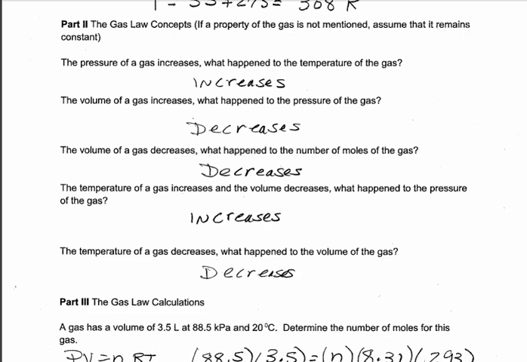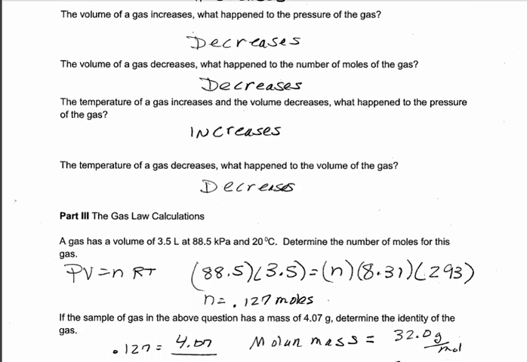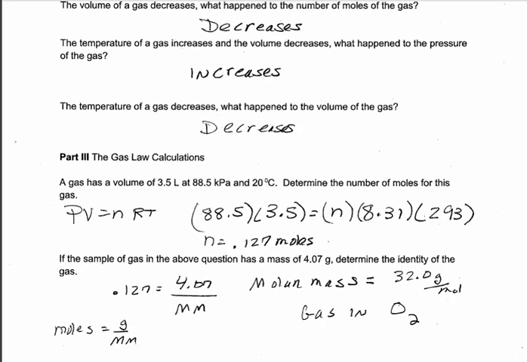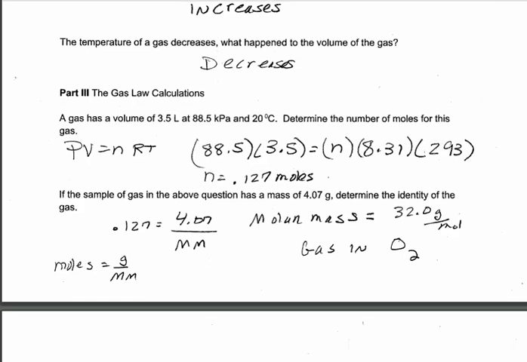Temperature of a gas decreases. What happens to the volume of the gas? If the temperature goes down, the volume will go down because the molecules are moving slower. They don't need as much space. Okay, part 2, gas laws.